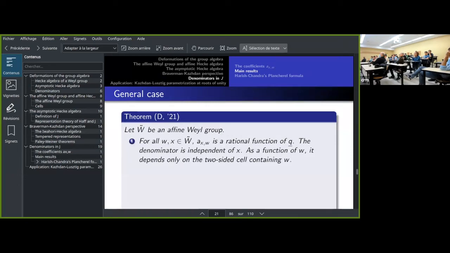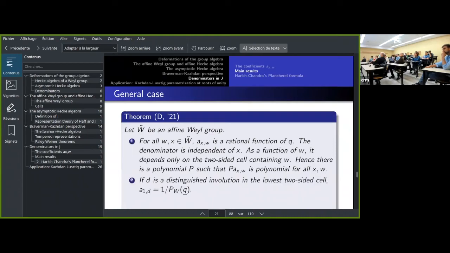In general, I can still prove that they're rational functions with denominator independent of x and depending only on this two-sided cell. And there is some kind of polynomial that clears denominators, but for the moment, I can't prove that it's the Poincare polynomial. But for a certain two-sided cell, it's possible to see that it is still. Again, these things have poles only at a finite set of roots of unity. And again, this Braverman-Kazhdan map is injective.